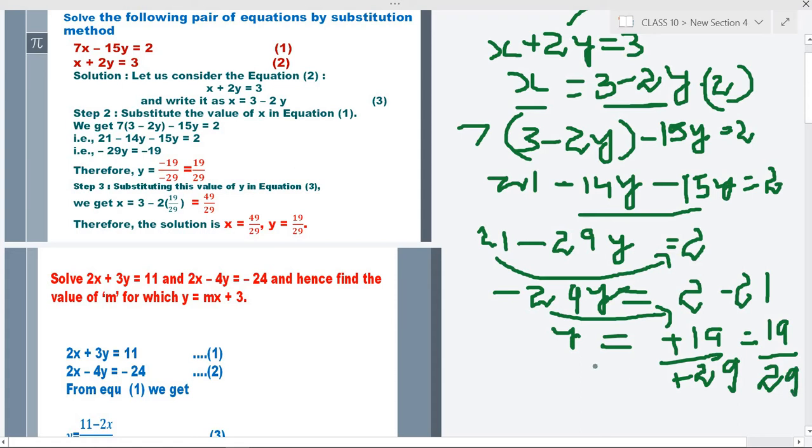Now substitute this value of y in any of the three equations. If I say you any of the three equations, which will be the smarter one to substitute? Which equation will be a smarter process to substitute this value of y? Will it be equation 1? Will it be equation 2? Or will it be equation 3? Think it over. Which process will consume less time?